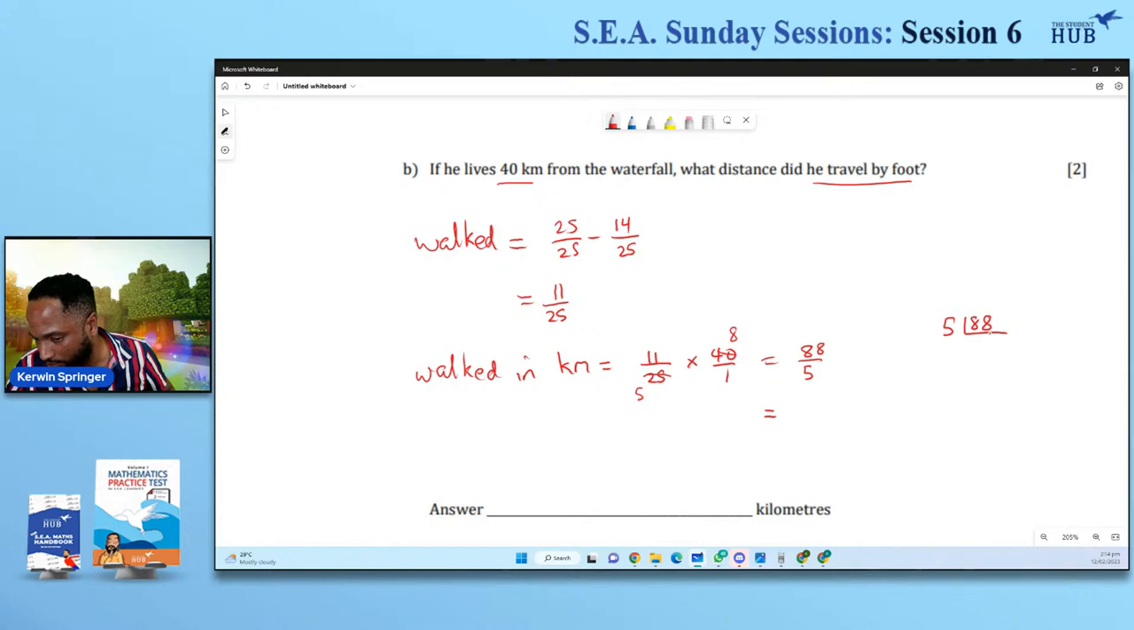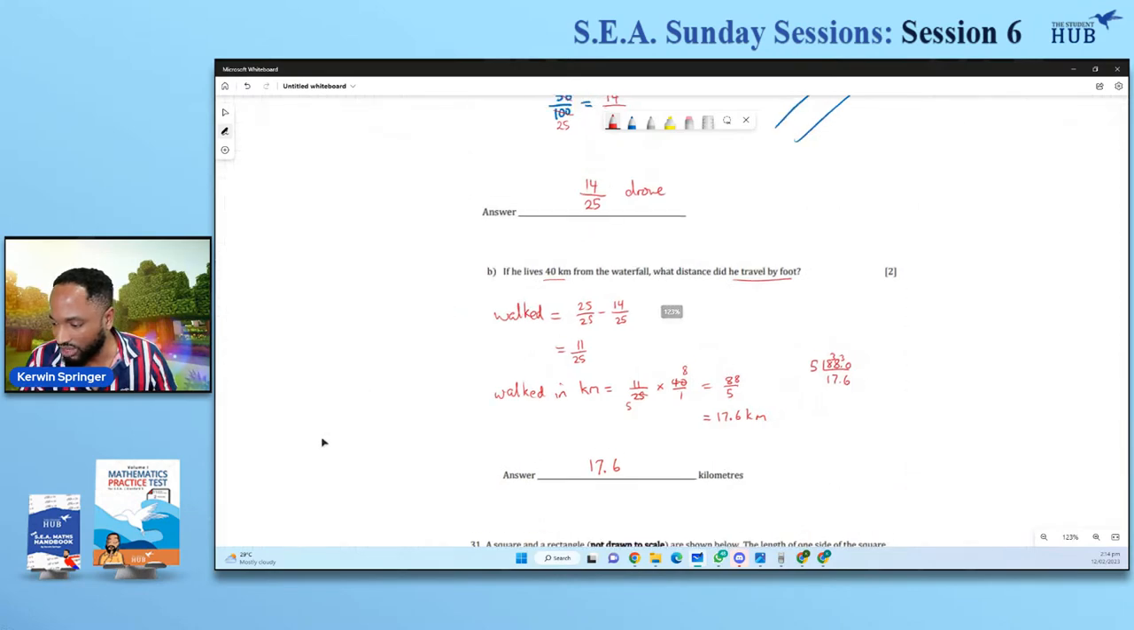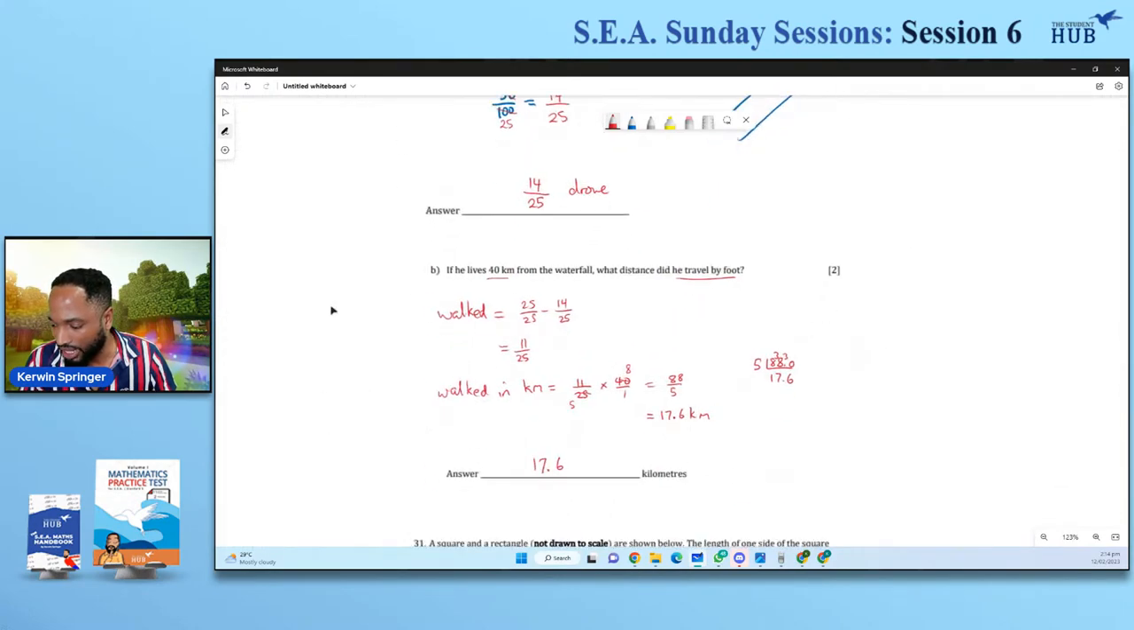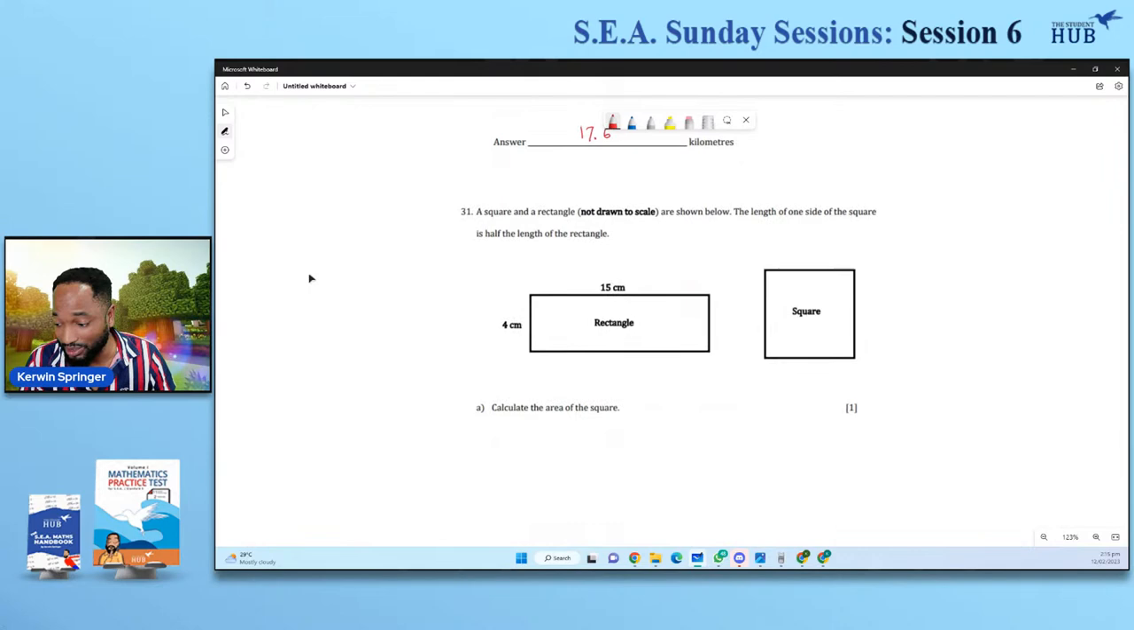5 can go into 8 one time, remainder 3. And 5 can go into 38, 5 sevens are 35, 7 times, remainder 3 again. And 5 can go into 30, 6 times. So 17.6. 17.6 kilometers sounds really good. I like this question. Something about it I like. I don't know if it's the fact that this man is hiking 17.6 kilometers.